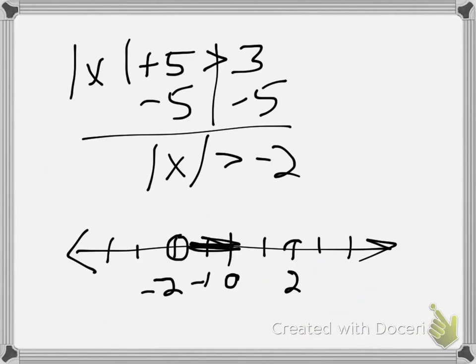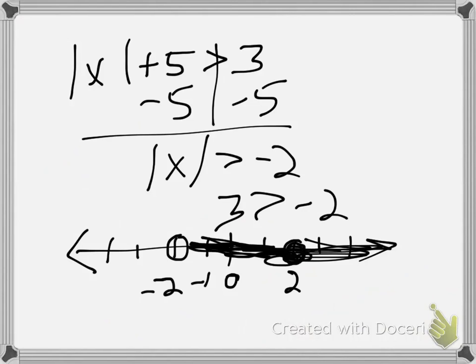Now, I'm going to stop here for a second. So I'm going to the right. If I plug in x like a 2, is the absolute value of 2 greater than -2? Guess what? That works out, so I'm going to fill it in. Let's try 3. Is 3 greater than -2? Yeah. So on this one, it ends up being everything to the right.